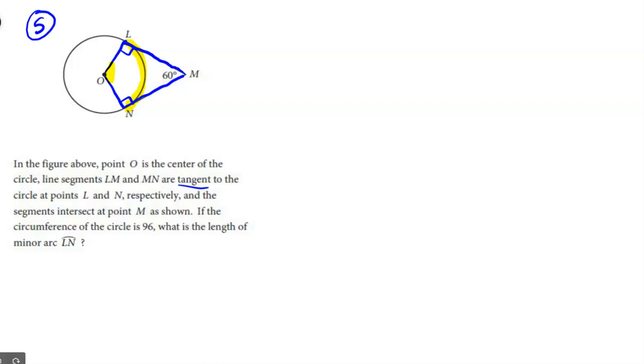So I see that this blue shape here is a quadrilateral. Remember that quadrilaterals have 360 degrees, every four-sided polygon. Right now, I have 90, 90, and 60. So 90, 90, and 60 means we're at 240 degrees. If I take away the 240, I have 120 degrees left. So this angle right here is 120 degrees.